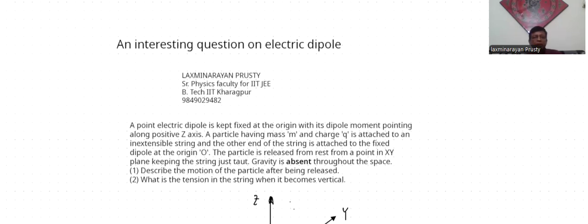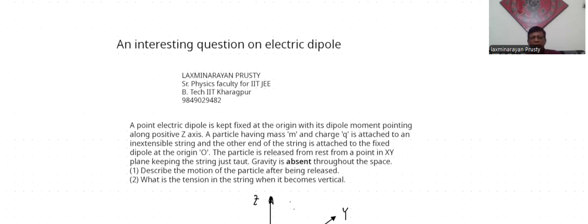The question is a point electric dipole. What is a point electric dipole? The distance between the two positive and negative charges, the distance of the point where the effect of the dipole is studied, and the distance between two point dipoles, this will decide if it is a point dipole or not.